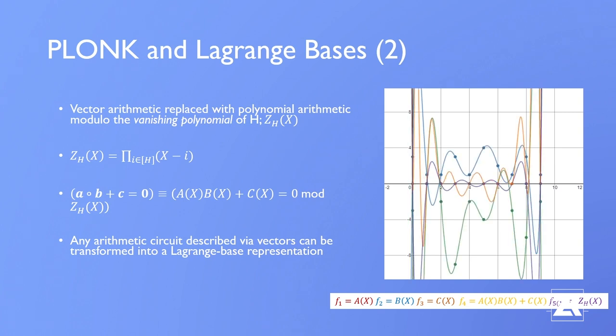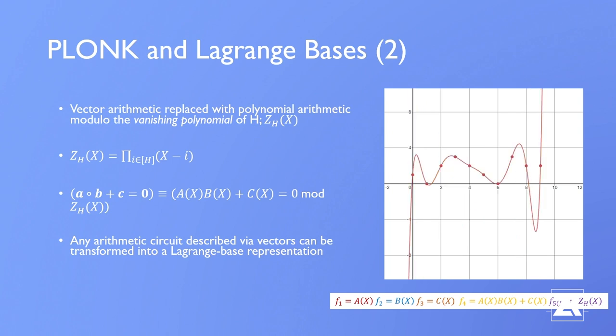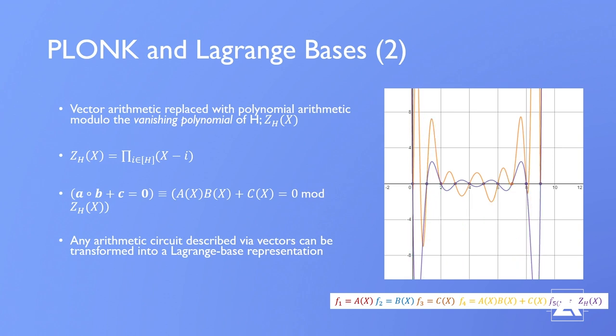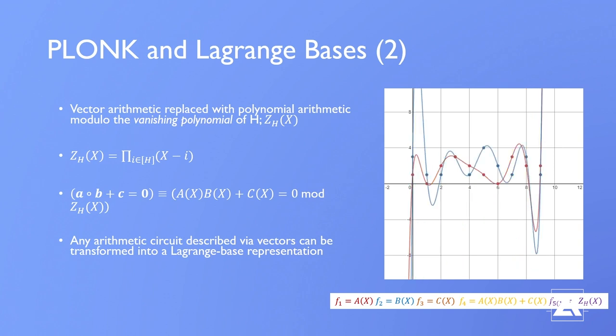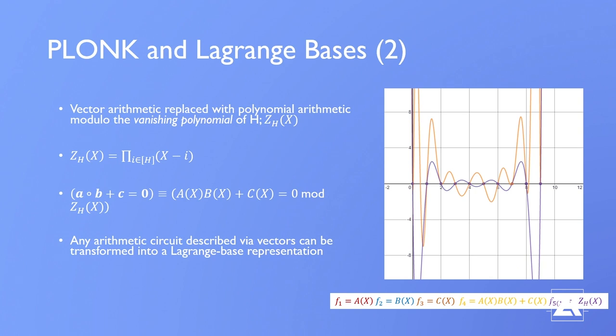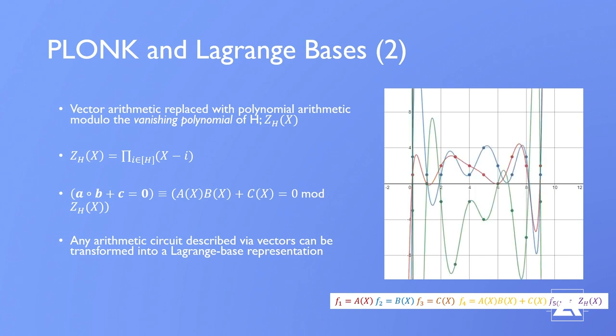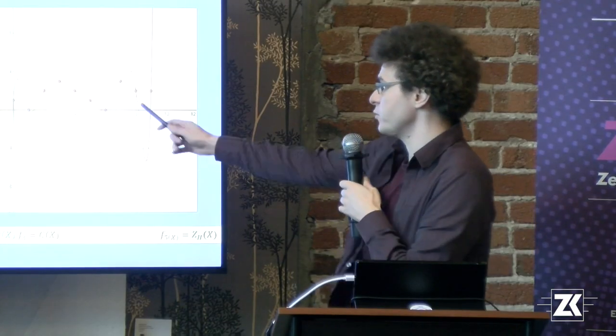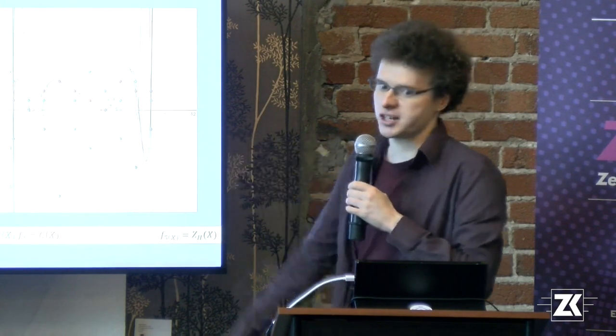This graph is a bit of a mess, but what I was trying to show is that if A(x), B(x), and C(x) encode some witness values, then if you take A(x) times B(x) plus C(x), then at every single one of these special x coordinates, the resulting polynomial, which is this orangey thing, will also cut through. It'll also evaluate to zero at all of these evaluation points. And therefore, you know for sure that it will be perfectly divisible by the vanishing polynomial. So all you need to do is check your polynomial expression doesn't have any remainder term.